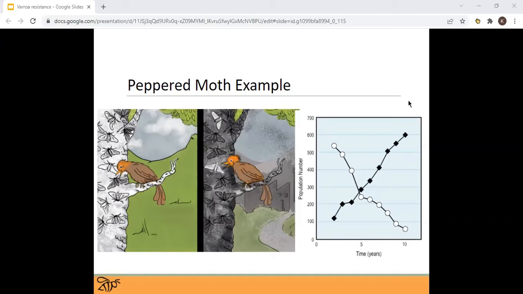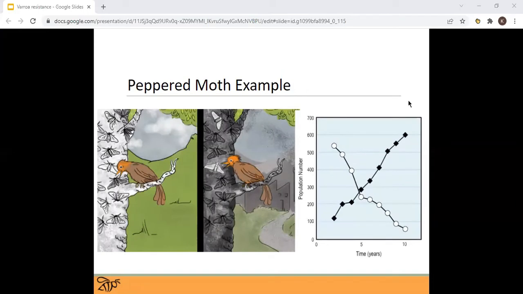During the Industrial Revolution, coal-burning factories spewed soot and pollution and darkened trees and forests. It sort of flipped the tables on them. All of a sudden, dark colored moths were able to better camouflage on the tree, and light colored moths stood out and started getting eaten by predators more.